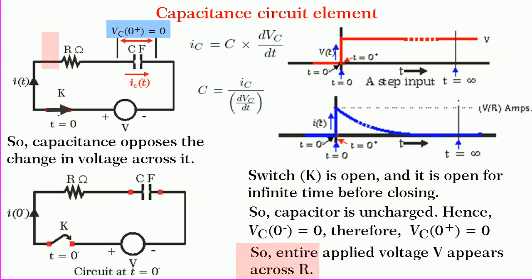So, the entire voltage V appears across R, and hence I of 0 is equal to V by R amperes as shown. Later, the capacitance goes on charging and the current through the circuit exponentially decreases and finally reaches 0. So, I of infinity is equal to 0.